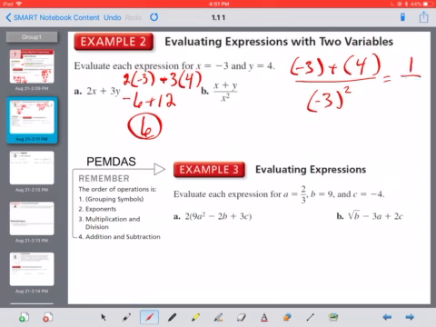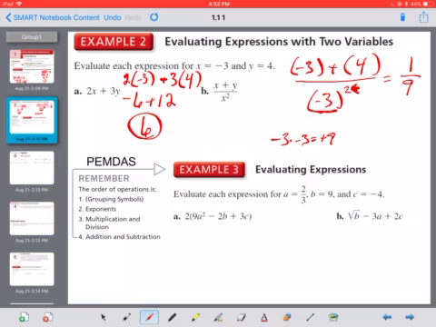And on the bottom, I'm going to do negative 3 squared. Well, squared means times itself this number of times. So I'm going to take this number and multiply it times itself this many times. So negative 3 times negative 3. Negative times a negative is a positive. 3 times 3 is 9. So that's going to be a positive 9.